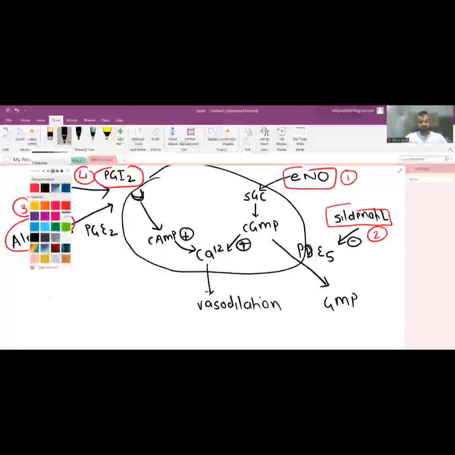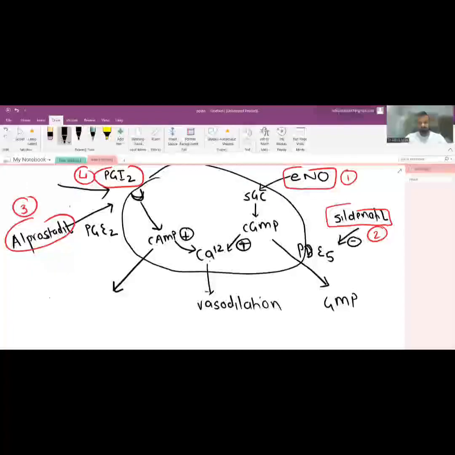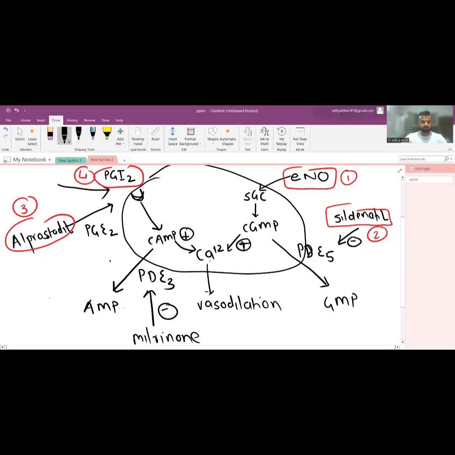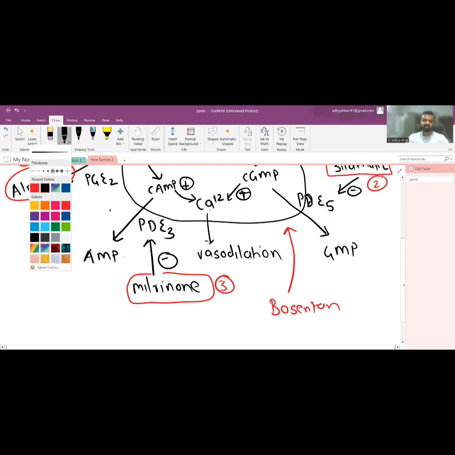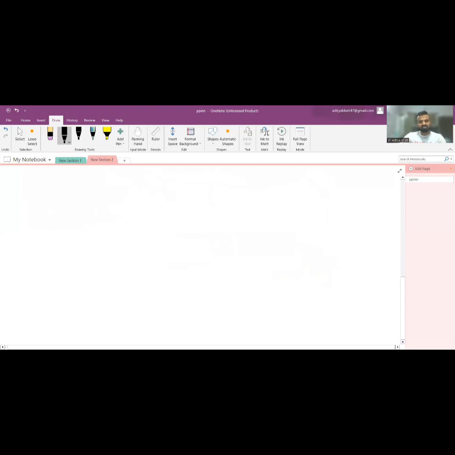Now, the degradation of cyclic AMP to AMP occurs via an enzyme known as PDE3. This PDE3 is inhibited by a drug known as milrinone, which is an inodilator. So milrinone is our fifth drug that is useful in PPHN. And the last, the sixth drug, is the endothelin receptor antagonist, which is known as bosentan and ambrisentan. So these are the drugs used for pulmonary artery hypertension or PPHN, and this is the mechanism of action, how they work.